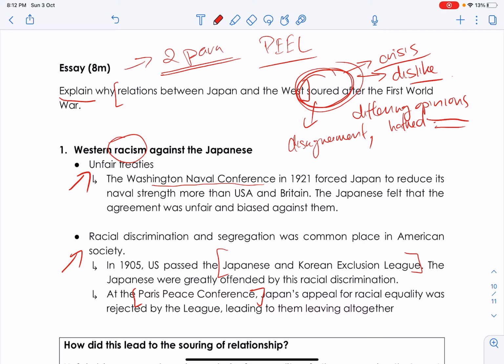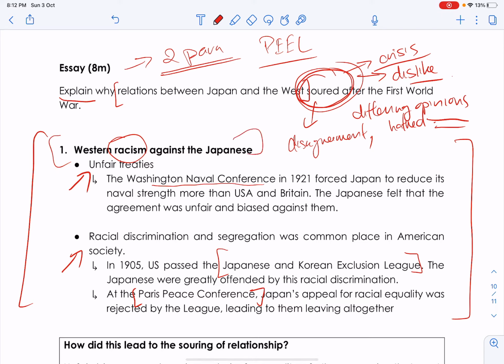So now the next thing you need to do for your paragraph. By the way, this is one paragraph: one main point, one paragraph. So your P will be this one, racism. Then your evidence will be all these examples of the racism. Now, very important, you have to link all these examples back to the outcome they want you to come up with, which is the souring of relationship. Hence you must link all the aspects of racism, like the Naval Conference, the Korean League, the Paris Peace Conference, to why all these things directly led to souring of relationship, which is all these keywords that you brainstormed just now.